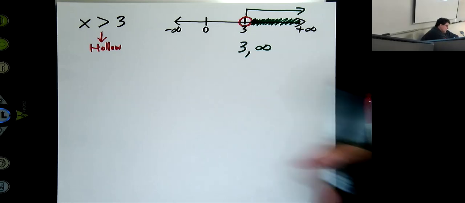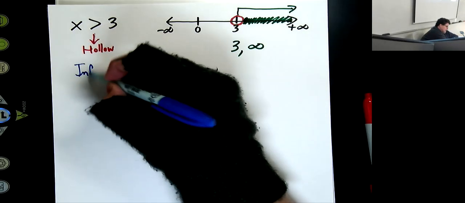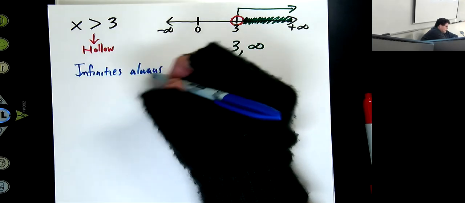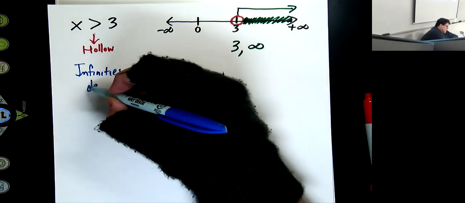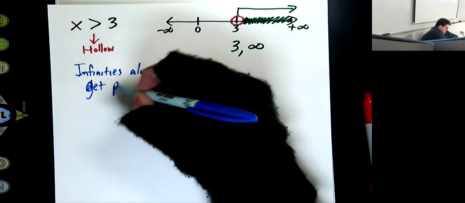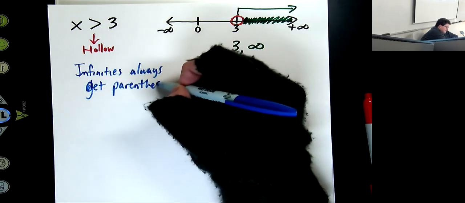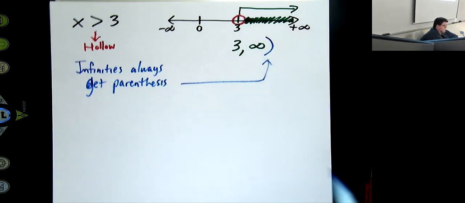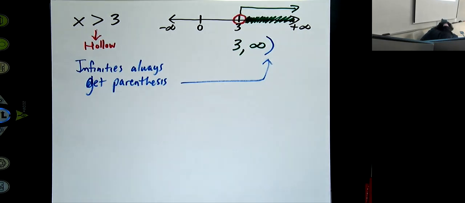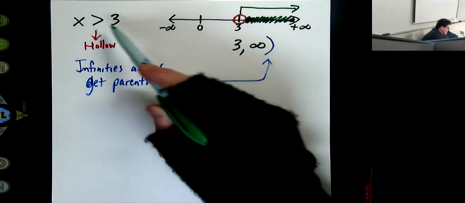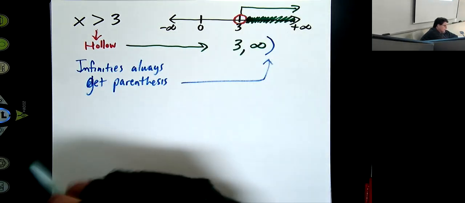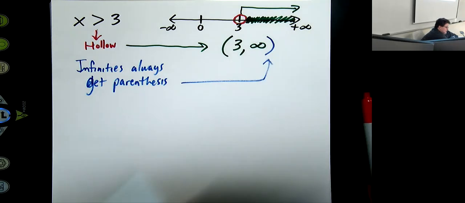The infinities always get parentheses. So I'm going to do that there. And this thing defines whether or not this is a bracket or a parenthesis. Since it's hollow, it's a parenthesis.